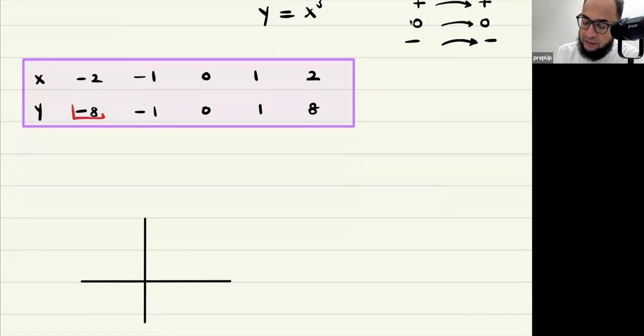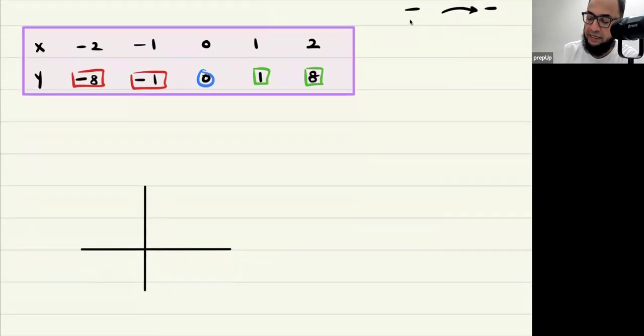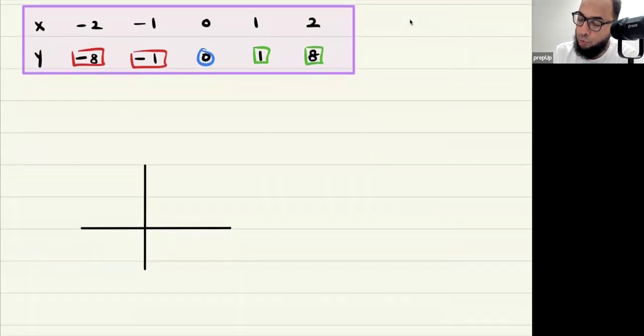That is the basic idea. So now these two are negative. This is 0. These two are positive. Let's plot it. So I need the y-axis. I need the x-axis. This point is the origin. That's right over here. When x is 1, y is 1 somewhere over here. But when x is 2, y is 8. That is way up here. That is a very sharp rise. Similarly, when x is -1, y is -1. When x is -2, y is somewhere over here like this.